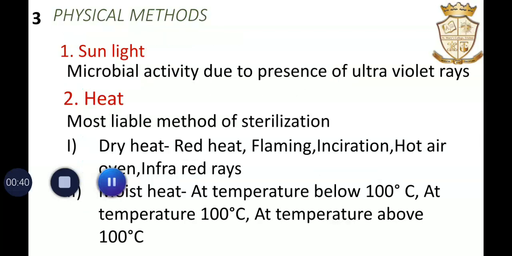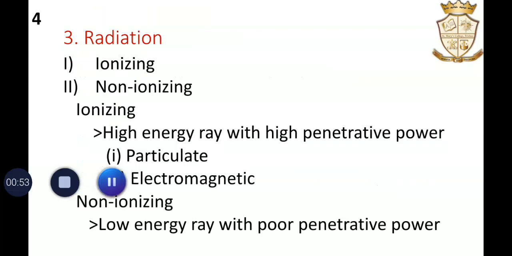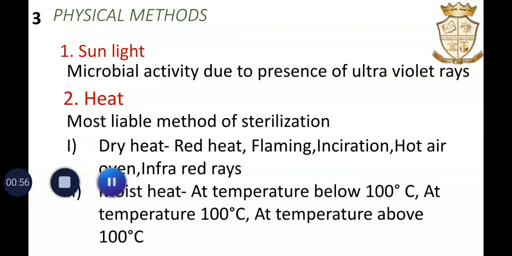First one is physical methods. Physical methods include sunlight. First one is sunlight. That is the microbicidal activity due to the presence of UV rays in sunlight. Next one is heat. Heat is the most reliable method. It includes dry heat and moist heat. First one is dry heat. Red heat. Flaming, hot air oven, infrared rays, incineration are examples of dry heat.